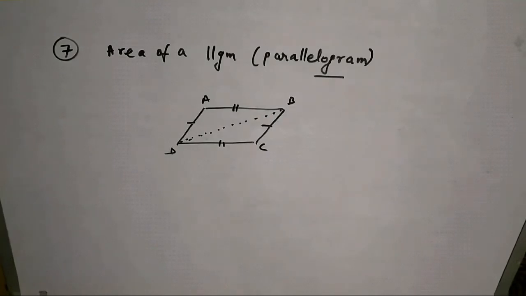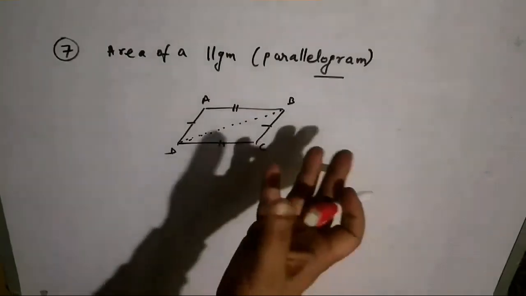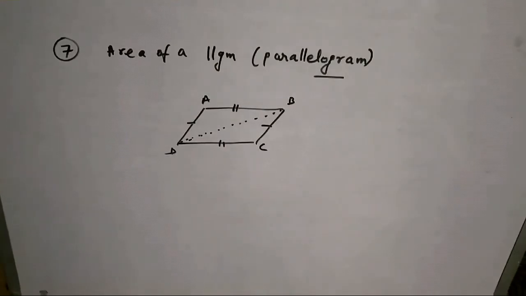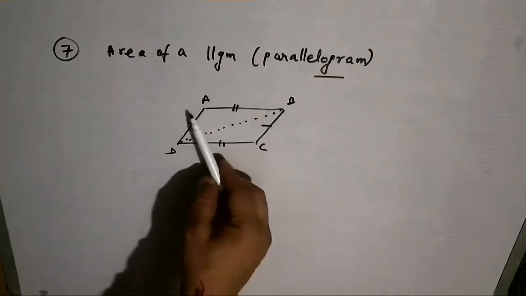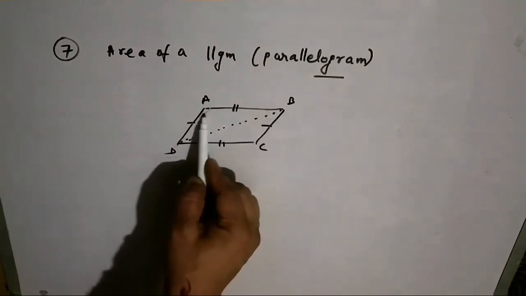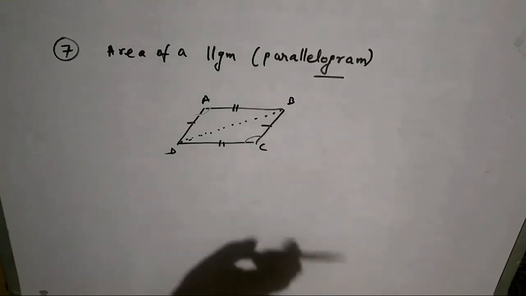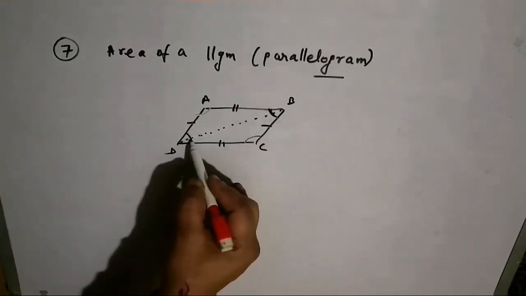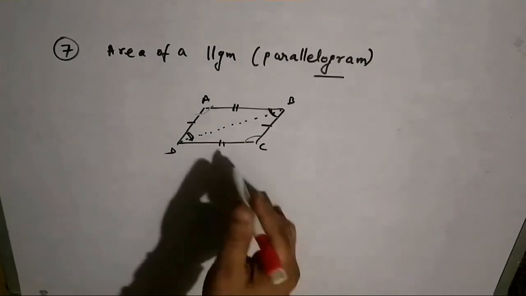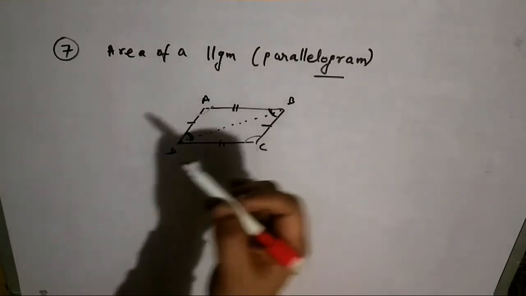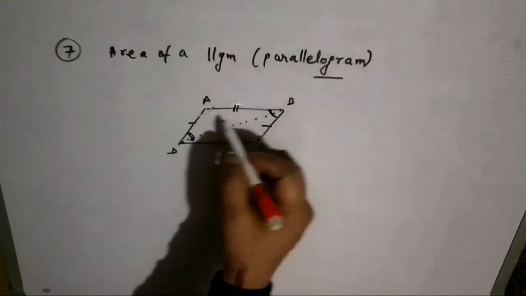So obviously, automatically, opposite sides would become equal in length, whereas the angle is not 90 degrees. Like in the case of a rectangle, the angles made by the sides are all 90 degrees, but here the two opposite angles are obtuse and the other two would be acute, less than 90 degrees. So now our task here is to find the area of the parallelogram ABCD.